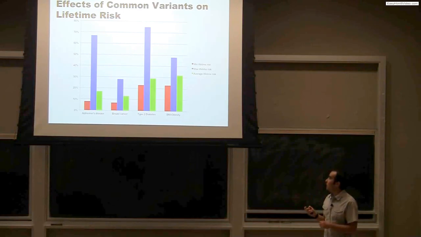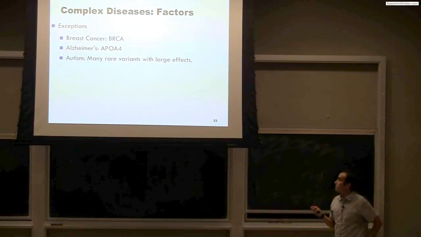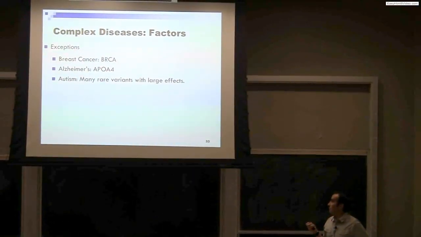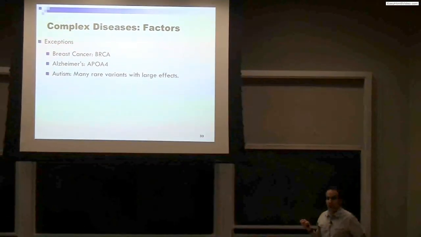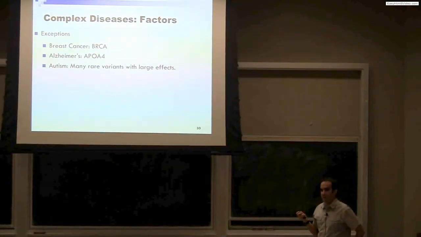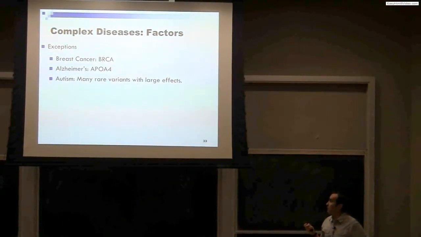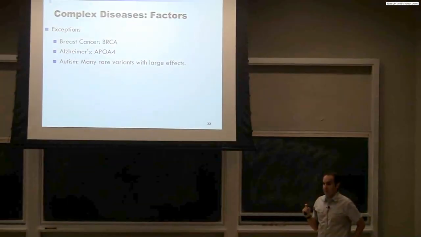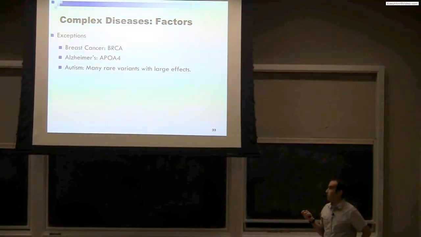This gives you an idea of what's going on. So this is what we found from the studies. And there's also a couple of exceptions to this rule. People have heard about the BRCA mutation in cancer, like breast cancer and ovarian cancer? People heard of BRCA? Okay, that's one of the very rare, it's actually a variant that's not that rare in the population that accounts for a substantial amount of risk for the disease. But for a complex disease like cancer, there are very few of those.